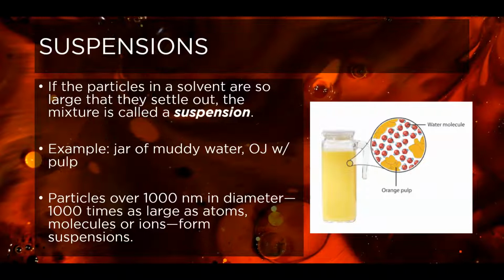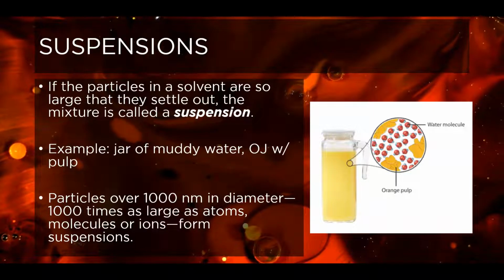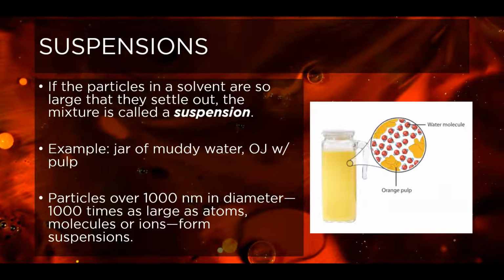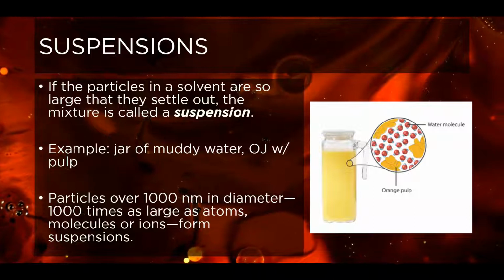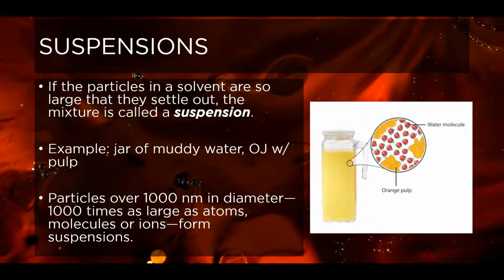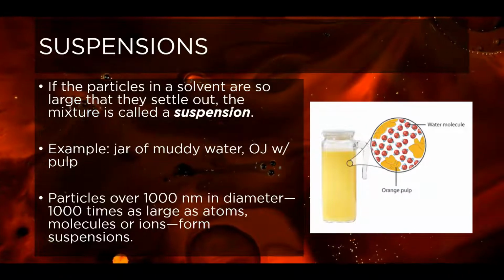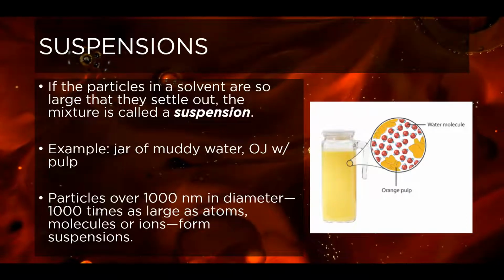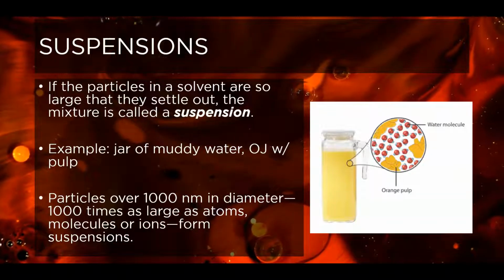So the first type of mixture here we're going to talk about is a suspension. In this case, the particles are so large that they're going to settle out of the mixture. You might think of orange juice with pulp. You see the pulp settling. It's visible to you. Or a jar of muddy water. When you see the thing settle out and it's visible, that's when we have a suspension. The definition in terms of size of the particle would be anything essentially visible, which is over 1,000 nanometers in diameter, so 1,000 times as large as atoms.